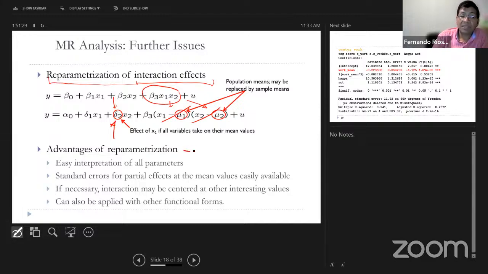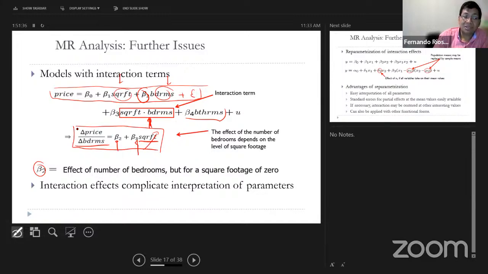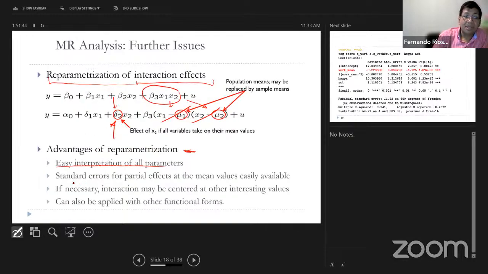So what are going to be the advantages of reparametrization? Easy interpretation, because you do not need to estimate these marginal effects, unless you have the software, of course, but you will not need to estimate those marginal effects. Standard errors are already available. You do not need to estimate them, nor ask your software to estimate them.